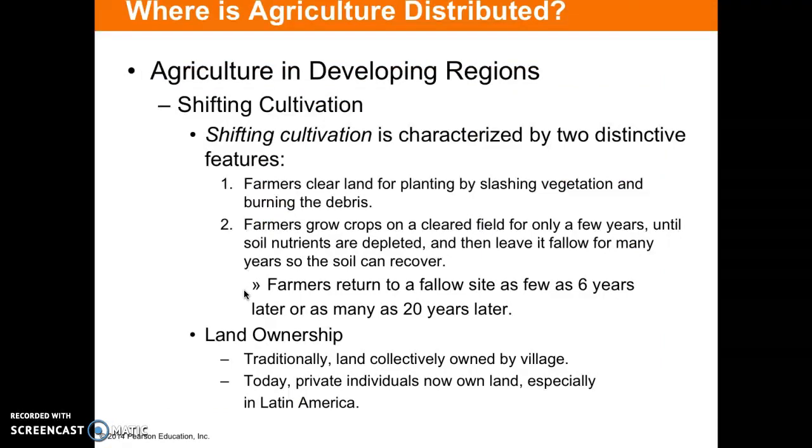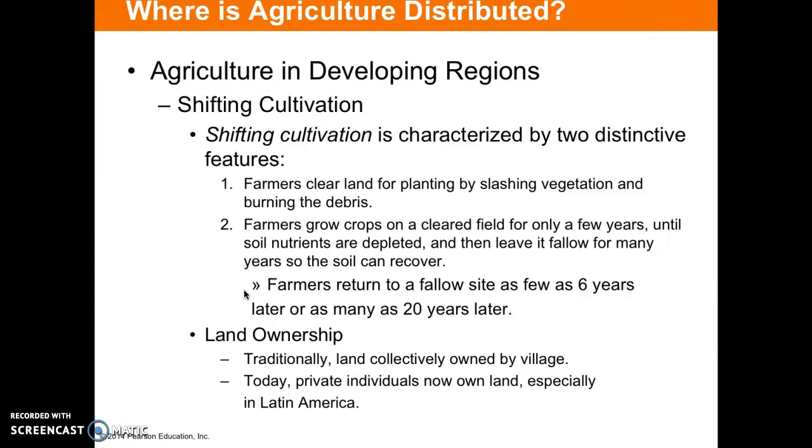Shifting cultivation is characterized by 2 distinctive features. Farmers are going to clear land for planting by slashing vegetation and burning the debris. And then the farmers grow the crops on the cleared field for only a few years until the soil nutrients are depleted. Then they leave it fallow for many years so the soil can recover. And they might return to a site 6 years later or 20 years later. The land is usually owned by the entire village or tribe. But today, some individuals own land, especially in Latin America.